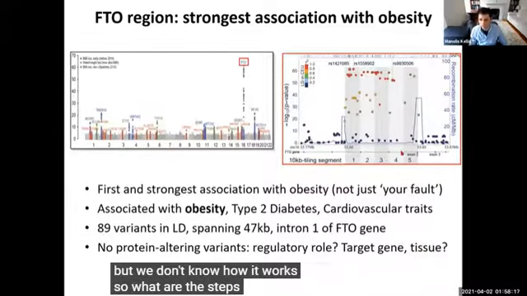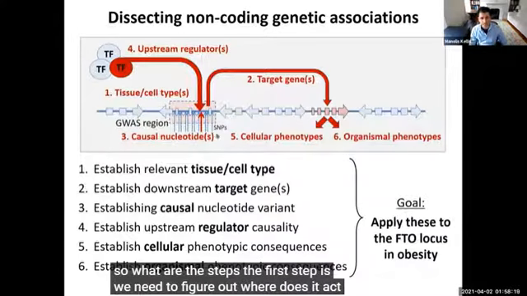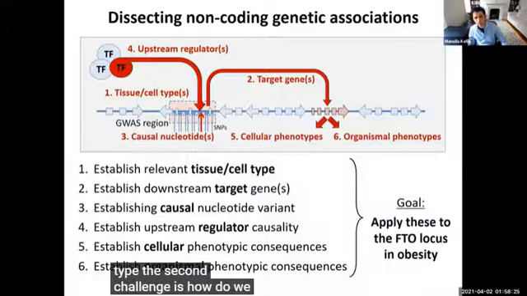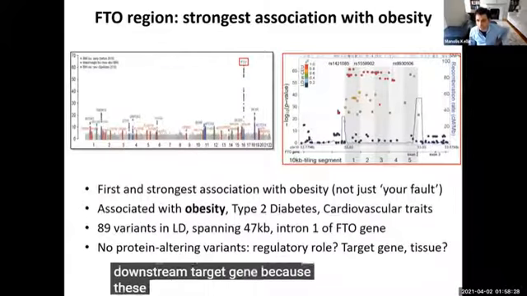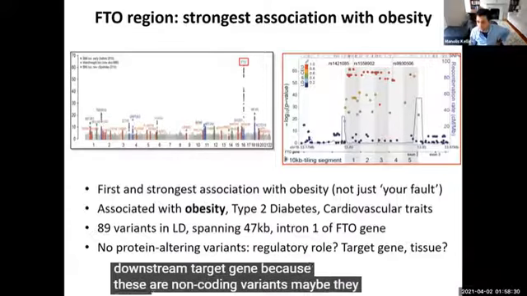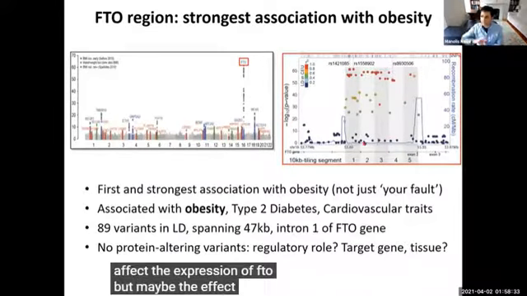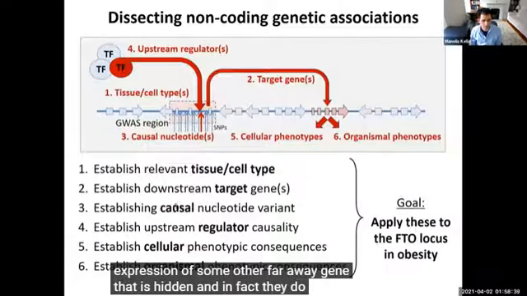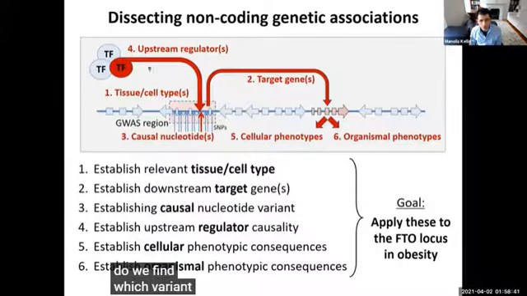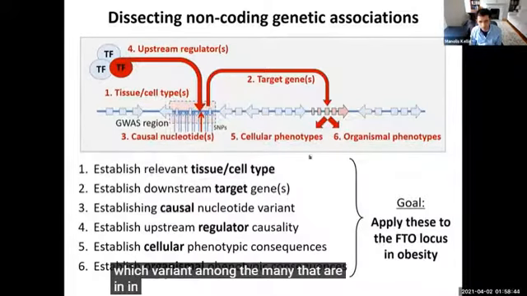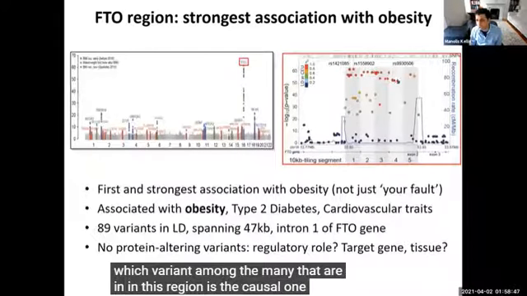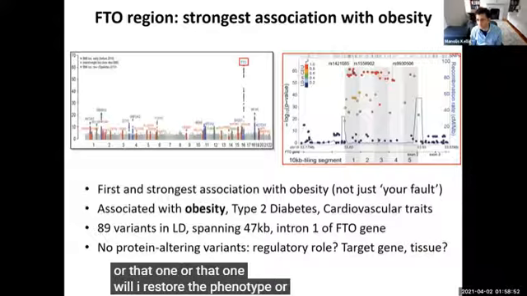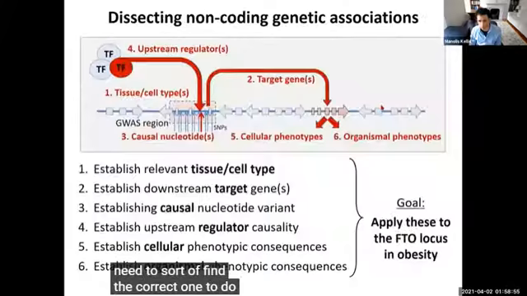So what are the steps? The first step is we need to figure out where it acts. What is the relevant tissue and cell type? The second challenge is how do we find the downstream target gene? Because these are non-coding variants, maybe they affect the expression of FTO, but maybe they affect the expression of some other faraway gene that is hidden. And in fact, they do. How do we find which variant among the many that are in this region is the causal one? Namely, if I genome edit this one or that one or that one, will I restore the phenotype, or do I need to find the correct one to do so?